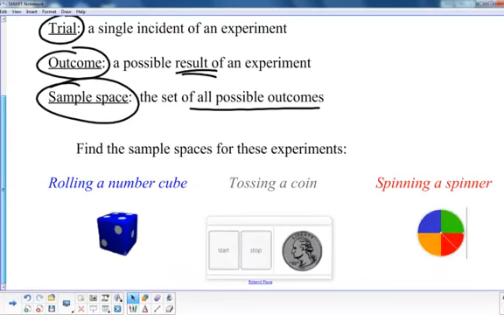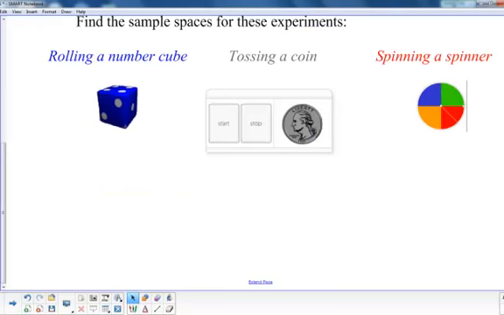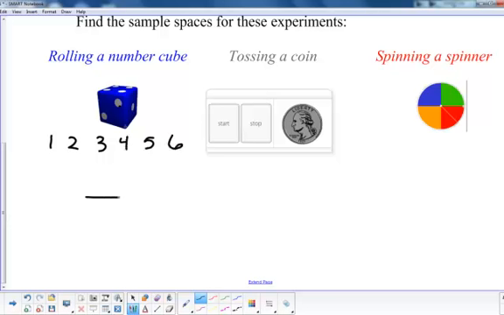So if you go down here, the first question is rolling a number cube. How many sample spaces are there for a number cube? That's just a dice. So this dice right here is a number cube. If you roll that dice, how many possibilities are there? There's a 1, 2, 3, 4, 5, or 6. So the sample space is 6. So when we find our experiment, we're going to divide by 6.